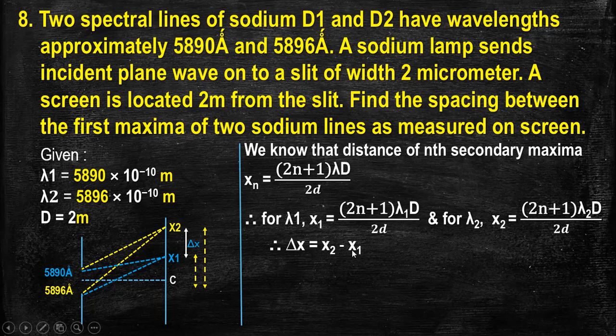Delta x equal to x2 minus x1, as I told here. Then delta x becomes 2n plus 1 capital D upon 2d, which is the common factor in these two terms. Take out the common, leaving only lambda 2 minus lambda 1. Here we have to take n equal to 1. First bright maxima they have given here. Find the spacing between the first maxima.